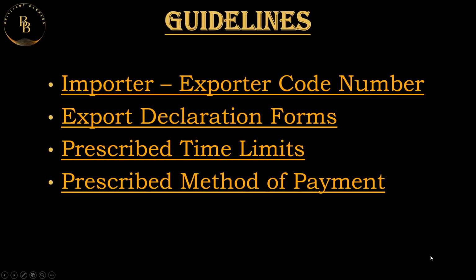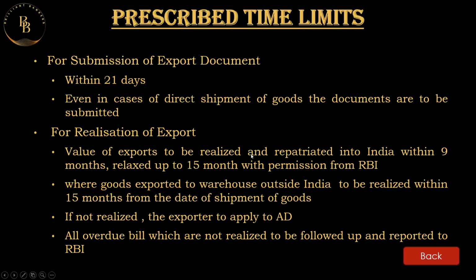Now, coming to the prescribed time limits of all these transactions. Prescribed time limits can be mentioned in two ways: for the submission of the export documents and for realization of the export bills. For submission of the export documents, it should be submitted within 21 days. An exporter is required to submit the export documents along with the duplicate control copy of the EDF form within 21 days from the date of export or from the date of certification of the SOFTEX form to an authorized dealer for collection, purchase, discount, or negotiation, as the case may be.